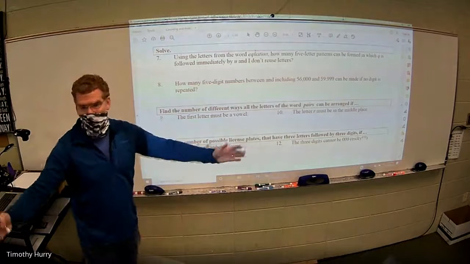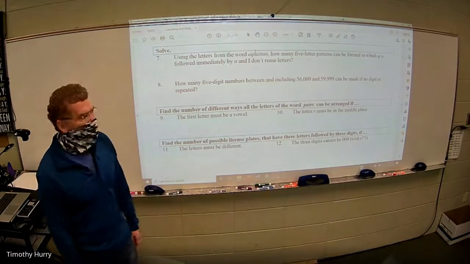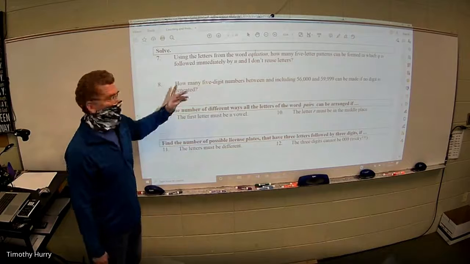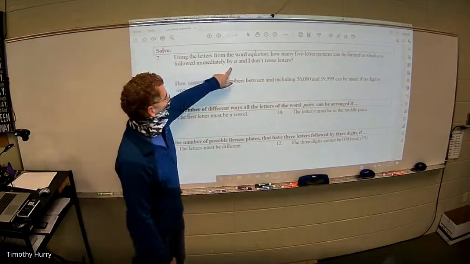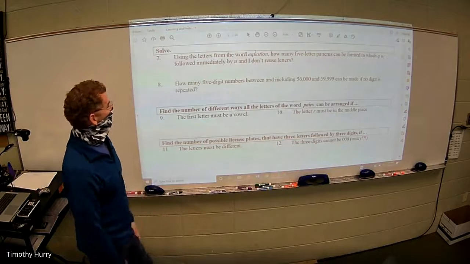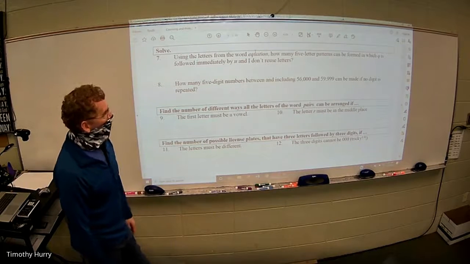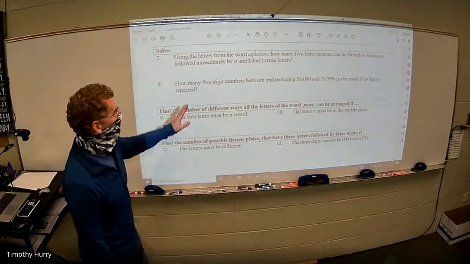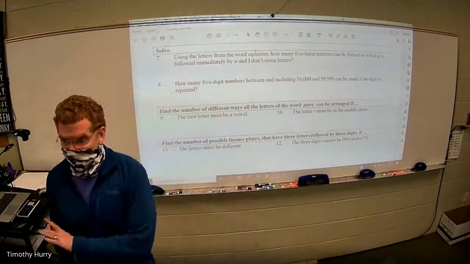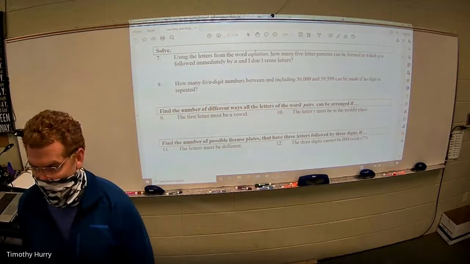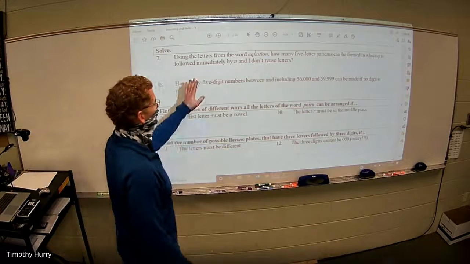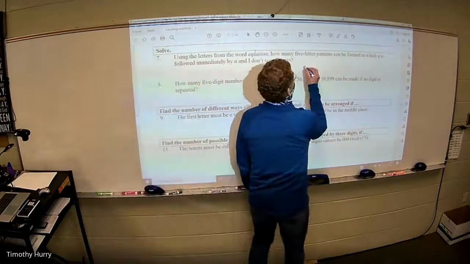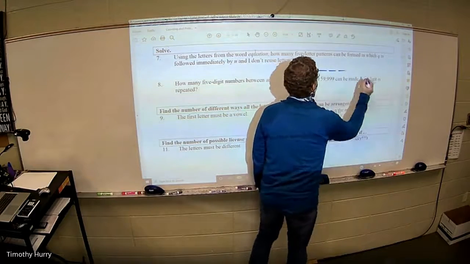Okay, I got letters in the word EQUATION. So there are 8 letters? But I want to use 5. Using the letters from the word EQUATION, how many 5-letter patterns can be formed in which Q is immediately followed by U, and I don't reuse letters? So I have to use Q and U. Are you seeing that? It said the Q and the U is in there. Now, so if Q is immediately followed by U, and I don't reuse any letters, and there are 5-letter patterns, help me out. What are my options, first of all?